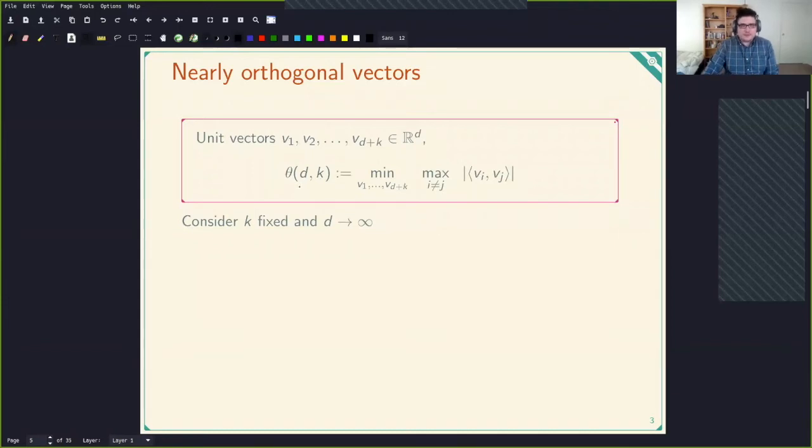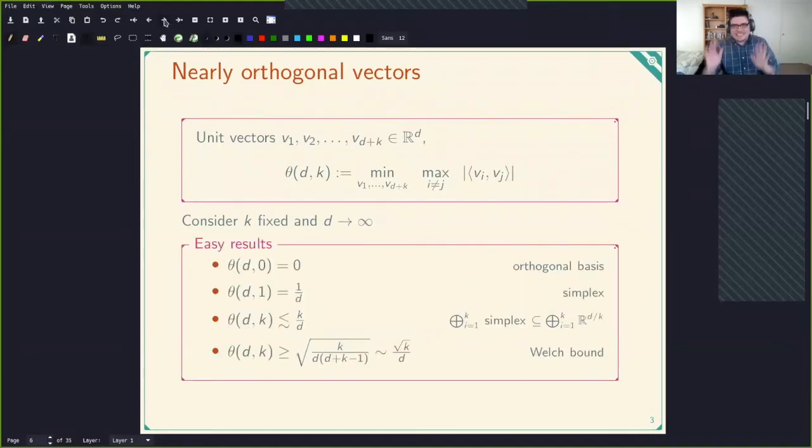And as I said, we're only considering when the number of points is fairly small compared to the dimension, fairly close to the dimension. So we'll think about k being some fixed number and d tending toward infinity. Even though in a lot of these results you can let k grow with d, let's just think about k being fixed.